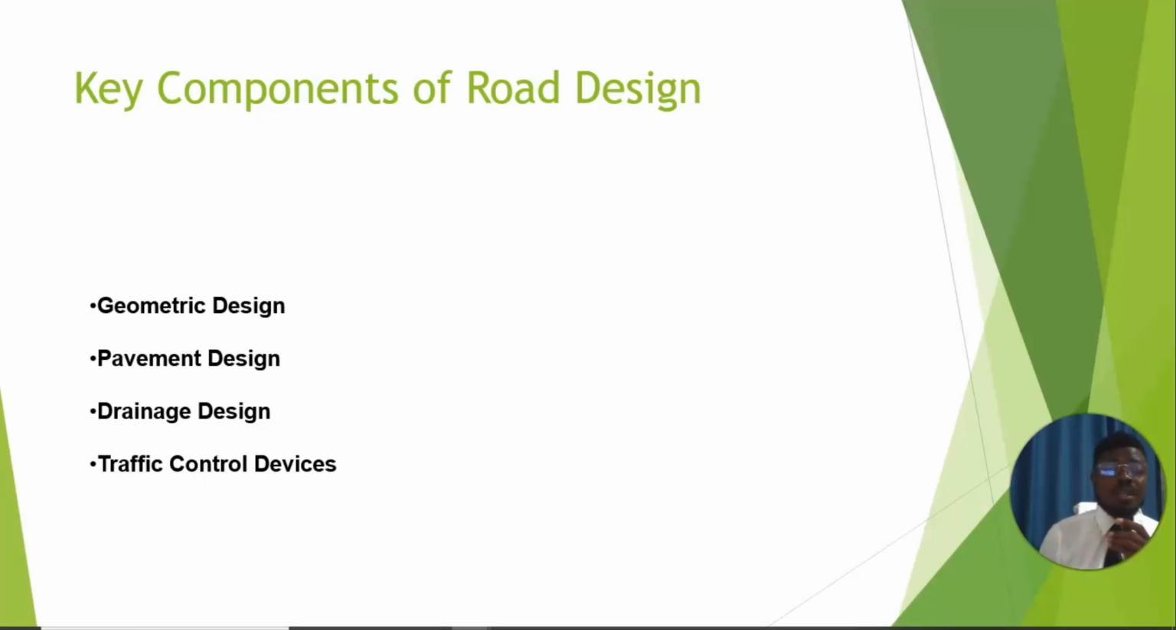And the fourth point here is the traffic control devices, because they are also a very important component of the road design. That is the signage, the signals, and the markings for safe and efficient movement. The traffic control devices help with easy navigation and also the safety of every road user. So here are the four components of road design.